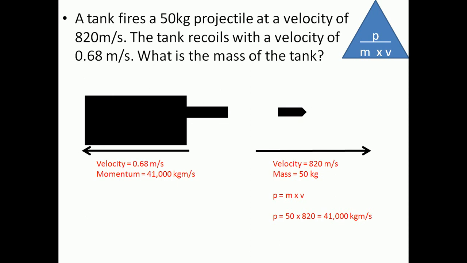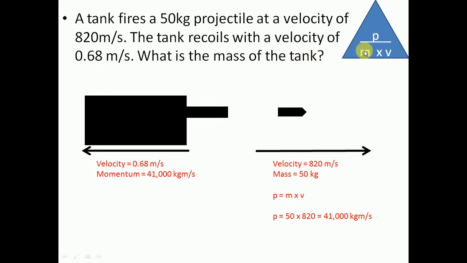Before the tank shot the projectile, there wasn't any momentum. Therefore, if the projectile is shot with a momentum of 41,000, then the tank must also have a momentum in the opposite direction of the same value. So now all I need to do is rearrange the equation, or use my formula triangle to calculate the mass of the tank. So I'm going to put my cursor over M, and you can see to calculate mass, it is momentum divided by velocity.